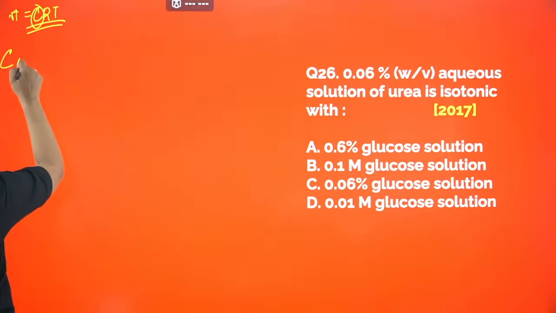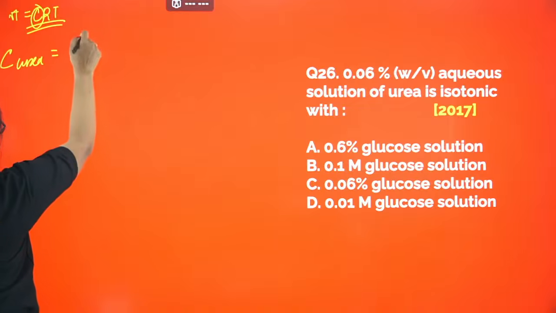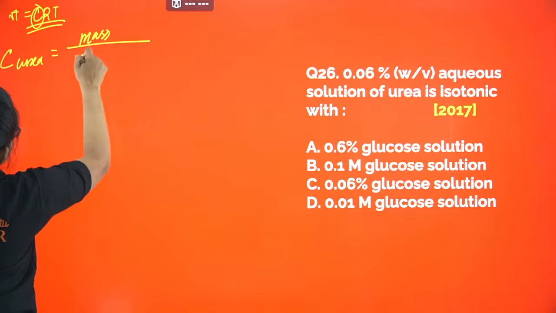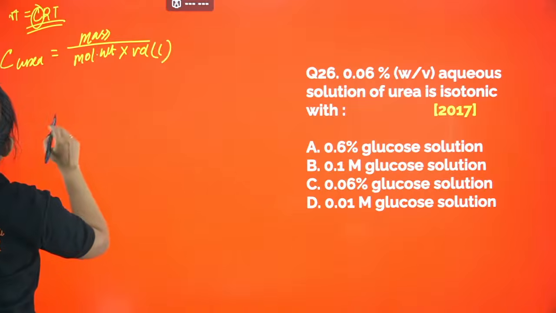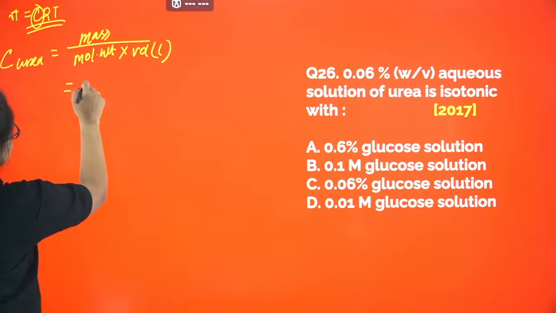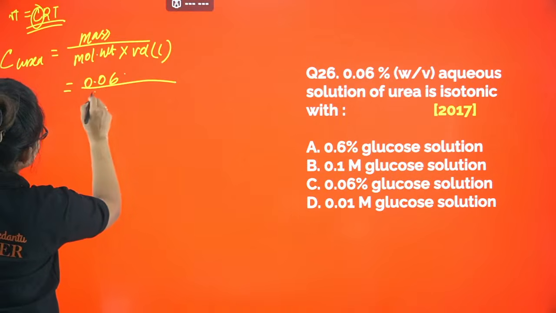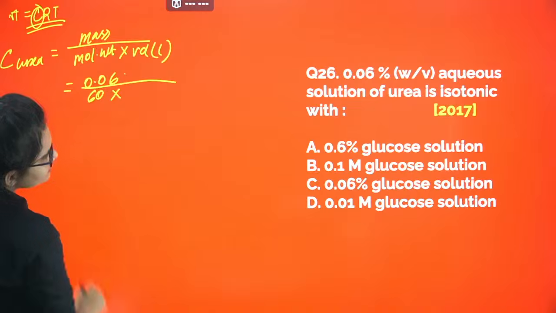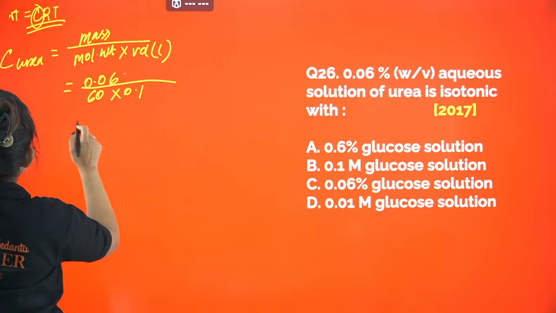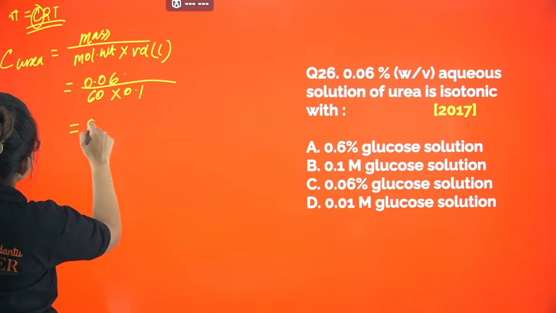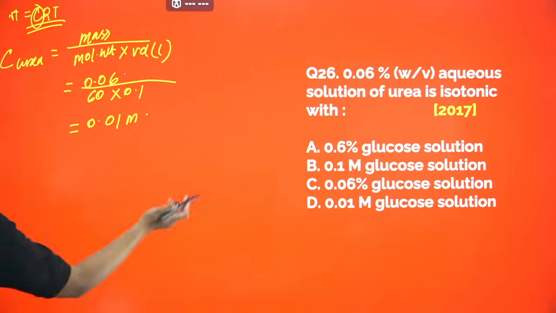So let's find the concentration. Concentration of urea, how should I find it? Mass by molecular weight into volume, and volume we will take in liter. Mass given is 0.06 gram, divided by molecular weight of 60 gram, into volume. Volume we can take as 0.1 liter. So from here I get 0.01 molar.